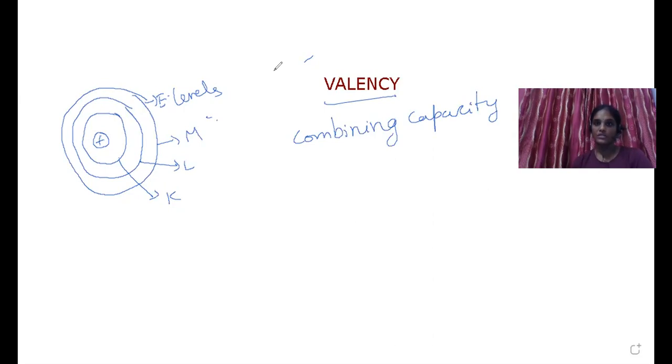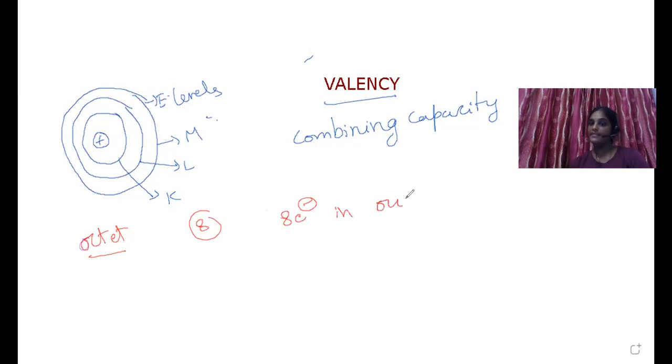So what is the octet rule? Octa means the number 8, so the rule depends on the number 8. Octet rule means if the atom has 8 electrons in the outermost shell, then the atom is more stable. Got it? The element with 8 electrons in the outermost shell is more stable.